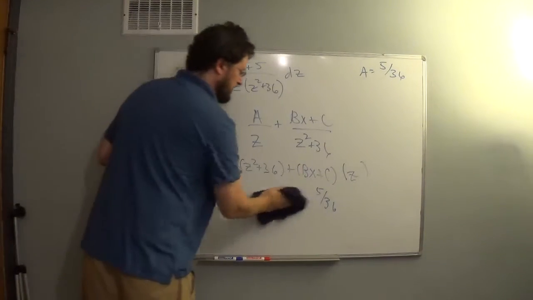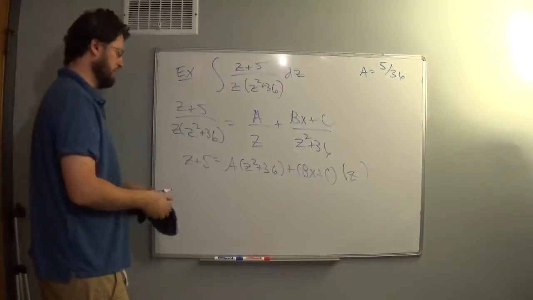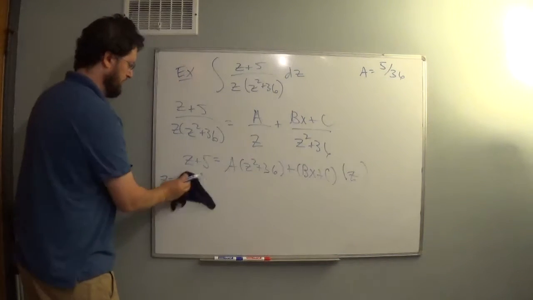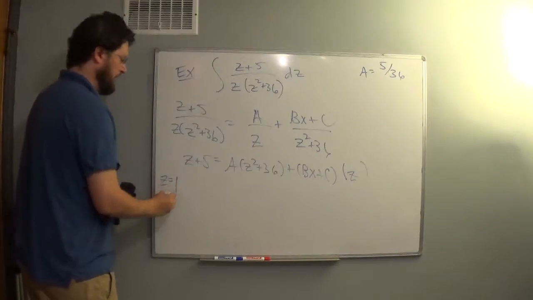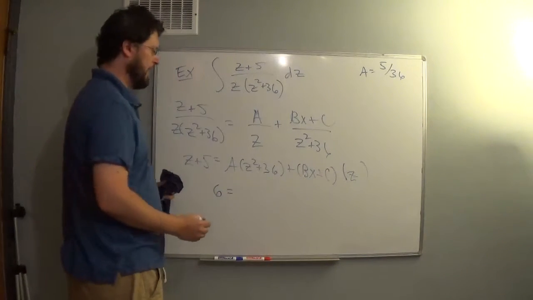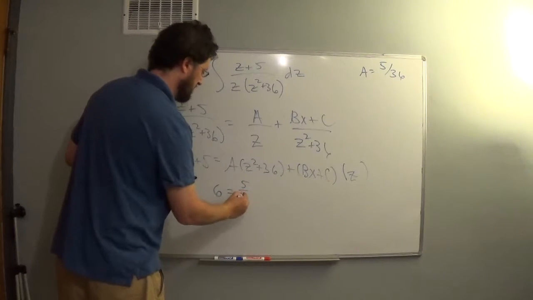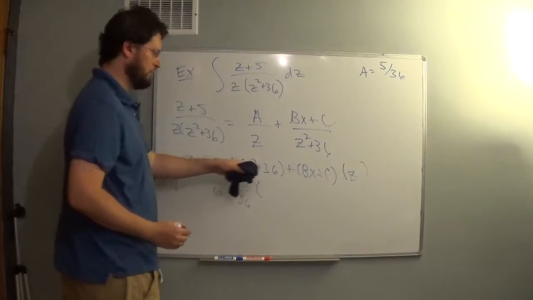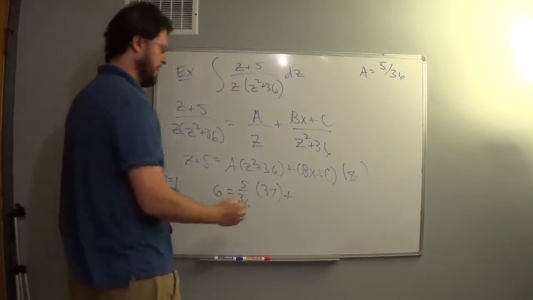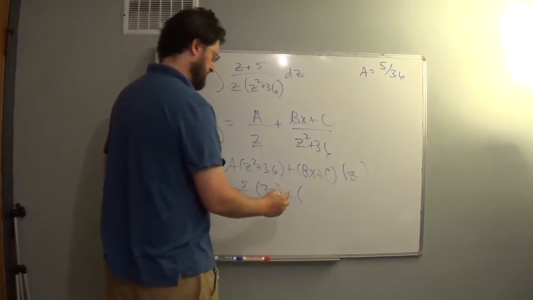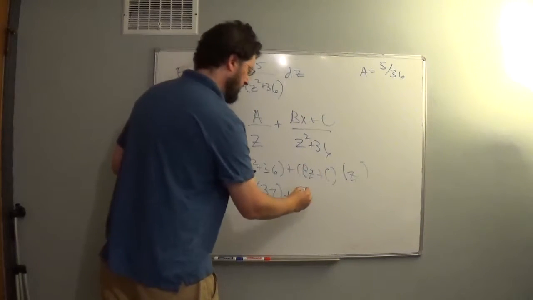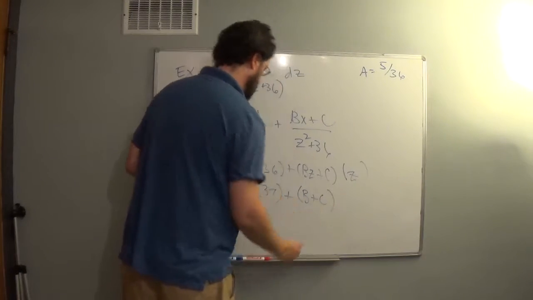We make another choice for z. Well, not 0, we just chose 0. Let's choose z equal 1. If we choose z equal 1, that becomes 6 is equal to A, well that's 5 over 36, times 1 plus 36, which is 37, plus B, that should be a z, but so that's going to be B plus C times 1.